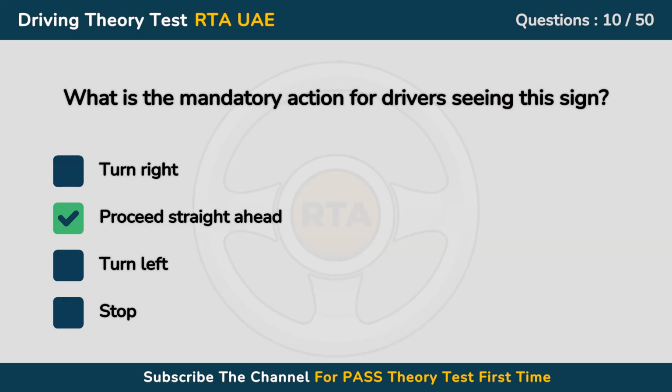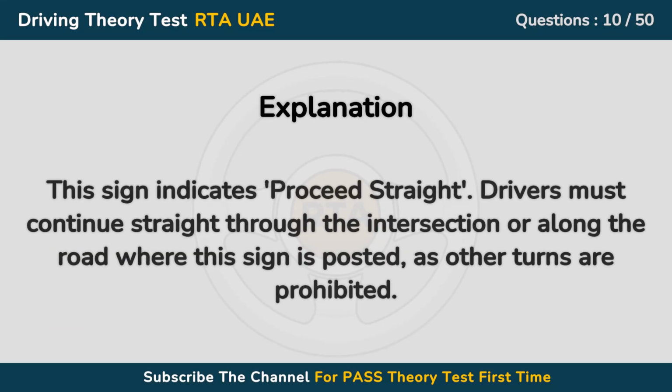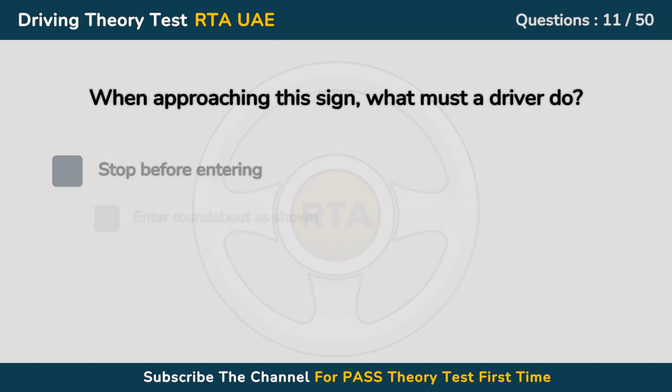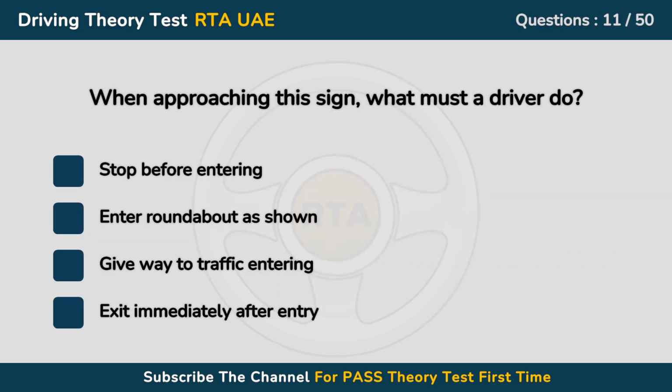Answer is B. Proceed straight ahead. This sign indicates proceed straight. Drivers must continue straight through the intersection or along the road where this sign is posted, as other turns are prohibited. Question 11. When approaching this sign, what must a driver do?